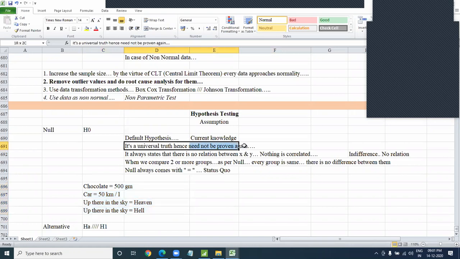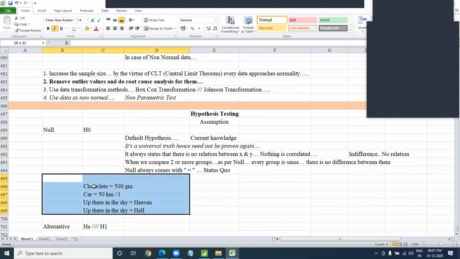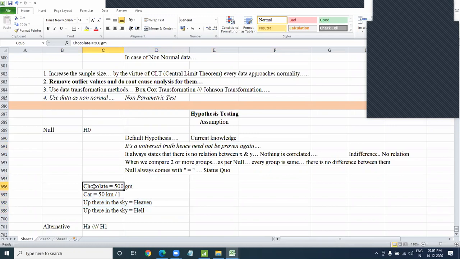It's a universal truth, and hence you don't need to prove null. Null is already proven. These are already default. When you look at the pack, it's 500 grams. It's proven. The car, like Audi, well, I'm sure they must have made some technological changes. That's why it's 50 kilometers. Well, I start believing it. These are basic sentiments, like we should do good stuff. Null will always talk about equal to.